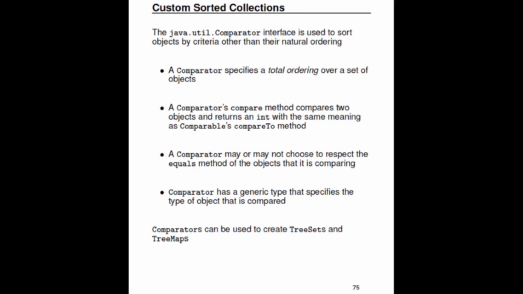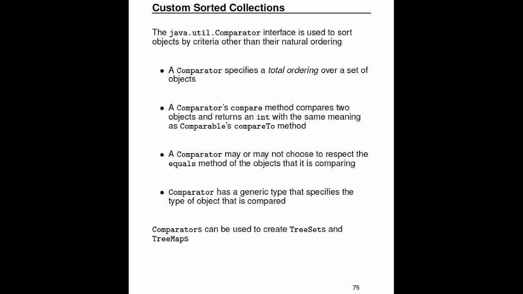That being said, there are some times in which you're going to want a custom ordering, so not the natural ordering. You're going to want to impose some ordering over the collections and over the elements in the collection. And for that, there is an interface called Comparator. A Comparator is an object that implements a sorting algorithm to sort objects using criteria other than the ones used for their natural ordering. A Comparator is said to specify a total ordering over a set of objects.